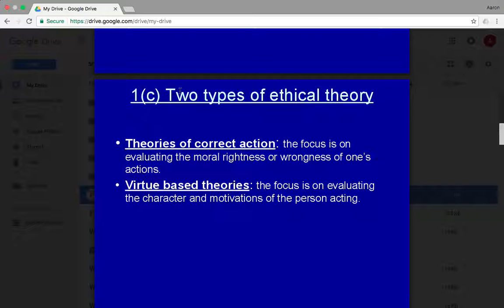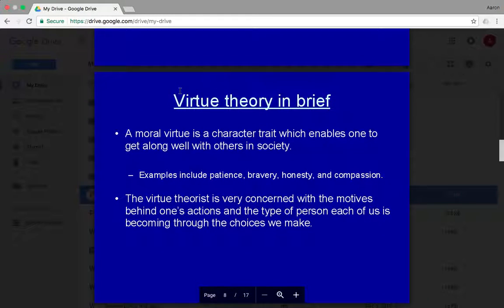Yet, virtue theory is worth knowing about. It's one of the three main types of ethical theory. So, let's look at it briefly. A moral virtue is a character trait which enables one to get along well with others in society or otherwise support the flourishing of a society. Examples include patience, bravery, honesty, and compassion. The virtue theorist is very concerned with the motives behind one's actions and the type of person each of us is becoming through the choices we make.